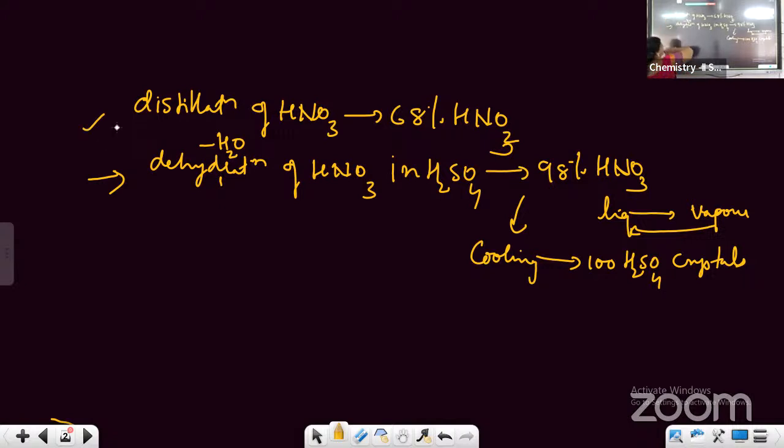First step is the distillation of nitric acid. Distillation means converting the liquid into vapor, and that vapor is brought back to the liquid state. Here we get only 68% nitric acid. Then we do the dehydration. De means removal, hydration means water molecules. So removal of water molecules will give you 98% HNO3. This HNO3 on cooling will give 100% H2SO4 crystals. So this is the preparation of nitric acid. Please copy down this. Then we will go to the chemical reactions.